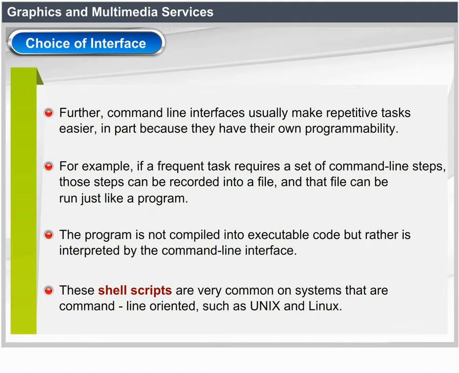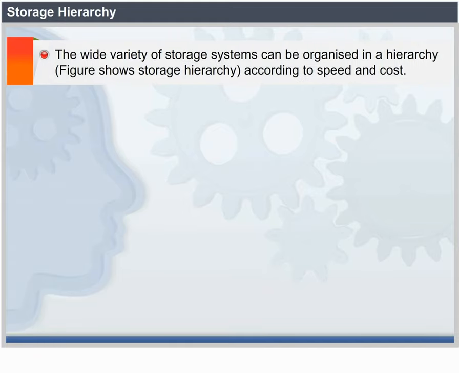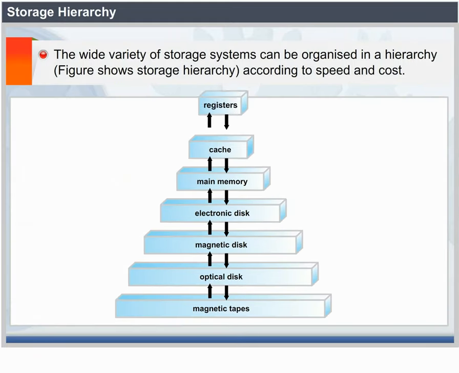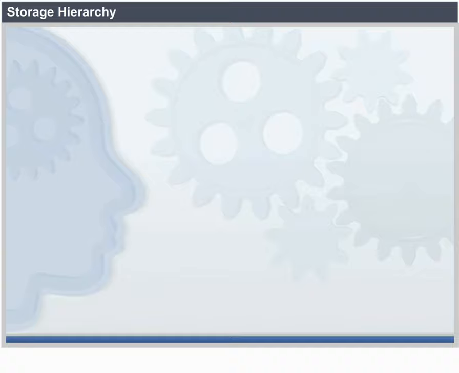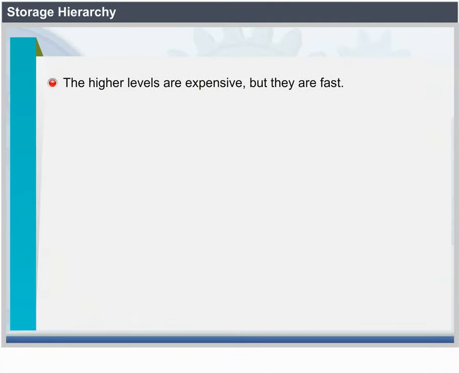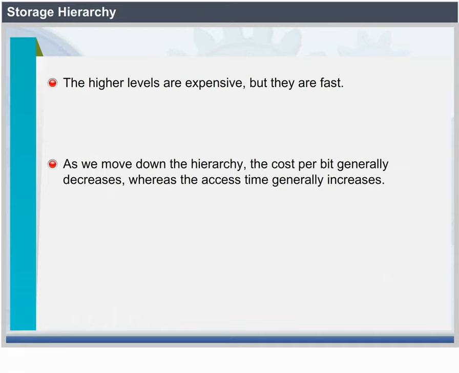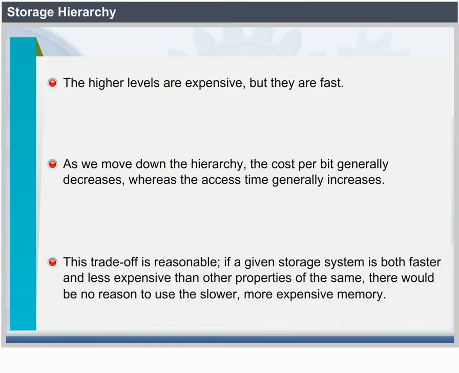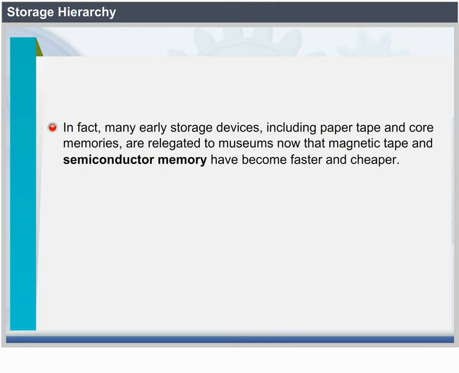Storage hierarchy. The wide variety of storage systems can be organized in a hierarchy. The figure shows the storage hierarchy according to speed and cost. The higher levels are expensive, but they are fast. As we move down the hierarchy, the cost per bit generally decreases, whereas the access time generally increases. This trade-off is reasonable. If a given storage system were both faster and less expensive than another, other properties being the same, then there would be no reason to use the slower, more expensive memory. In fact, many early storage devices, including paper tape or core memories, are relegated to museums now that magnetic tape and semiconductor memory have become faster and cheaper.